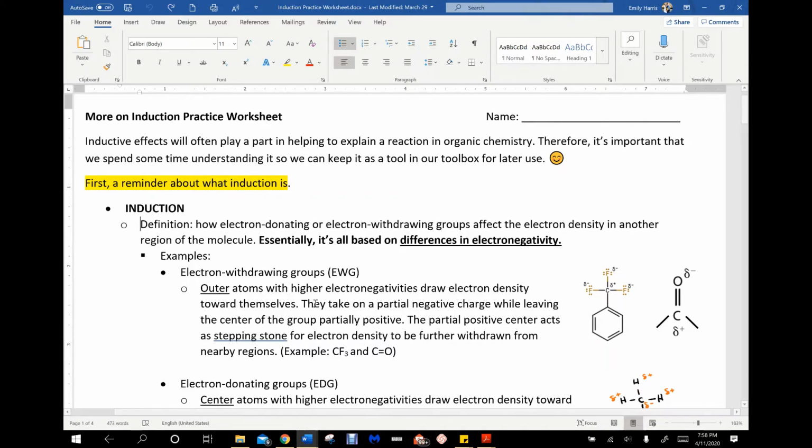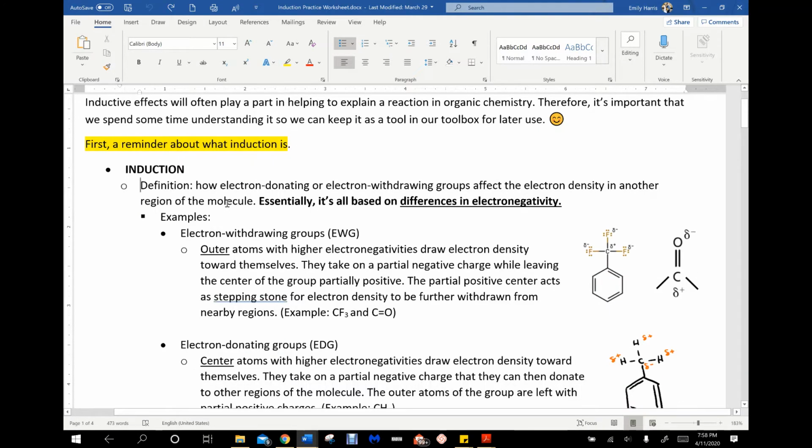So it says induction, otherwise sometimes called inductive effects, will often play a part in helping to explain how a reaction works in organic chemistry. Therefore, it's important that we spend some time understanding it so we can keep it as a tool in our toolbox for later use once we get into reactions. And so first, just a reminder about what induction is.